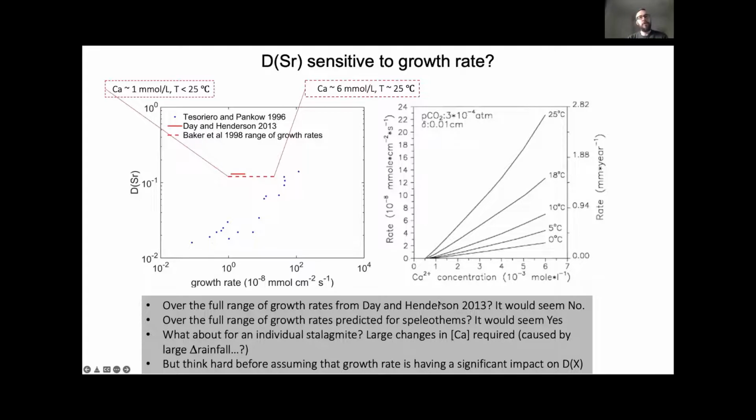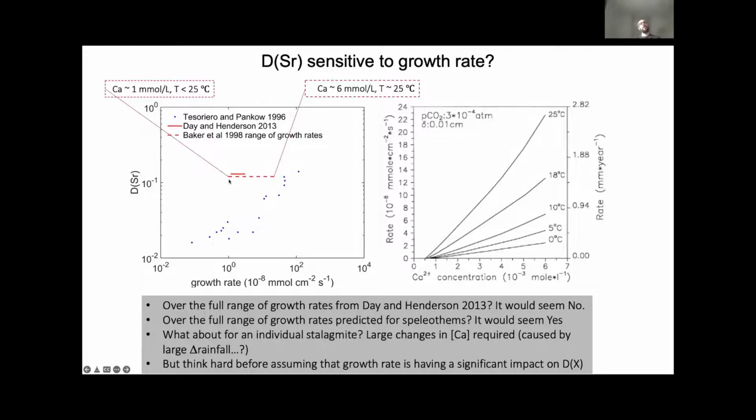I guess a lot of the partition coefficients that I use are from my 2013 study. If I consider the full range of growth rates from my 2013 experiments, highlighted by this continuous line here, I guess there are 2 points that we can make. Firstly, our partition coefficients are quite different to those of Tesoriero and Panko, so there is a non-growth rate control, which has to be explaining this difference. But also, if we only consider this small range of growth rates, then we wouldn't expect to observe, and indeed we don't observe in those experiments, a growth rate effect.